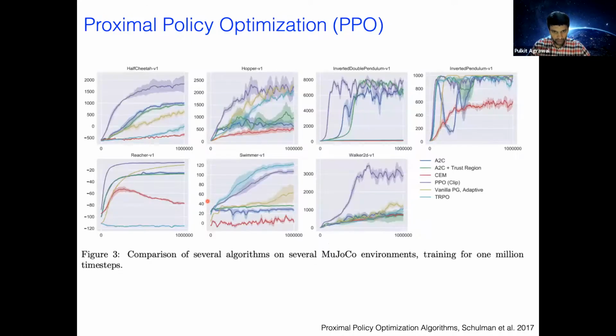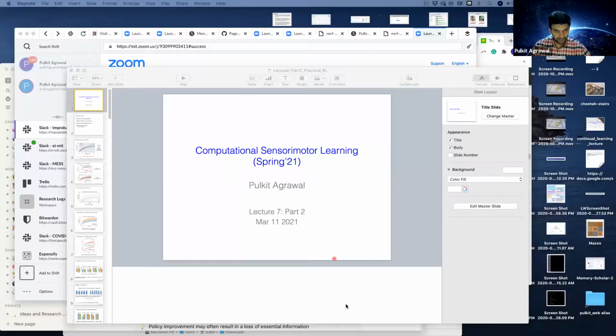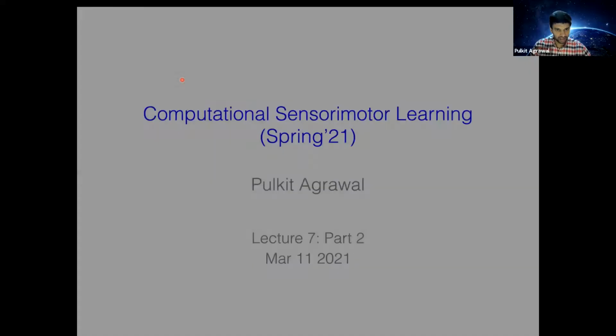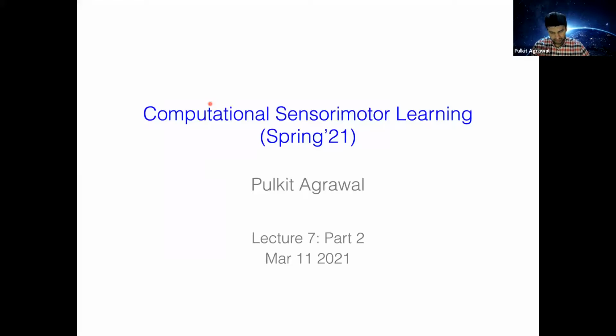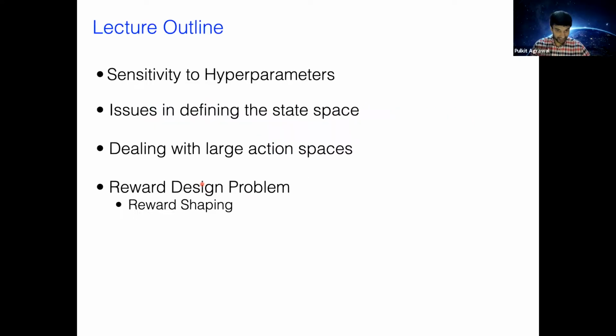Okay, so if there are no questions, I'm going to switch to part two. In part two, we are going to look at a couple of things. The first thing we're going to look at is how these reinforcement learning algorithms are really sensitive to hyperparameters and also the issue of variance and how it practically shows up.